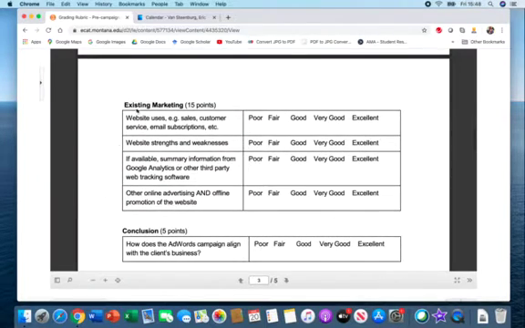Okay, another 15 points is existing marketing. Now you're really going to get into what marketing your client is doing. So, their website, this is fundraising, what they're doing for customer service or CRM. If they're sending out e-newsletters, that's what this is. Anything else that they're doing.